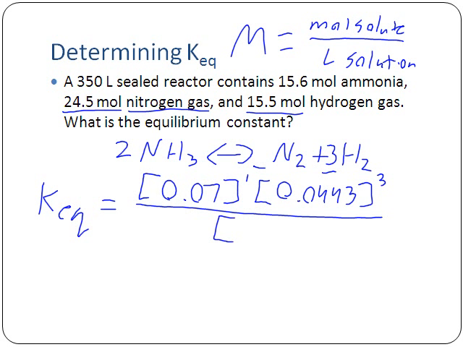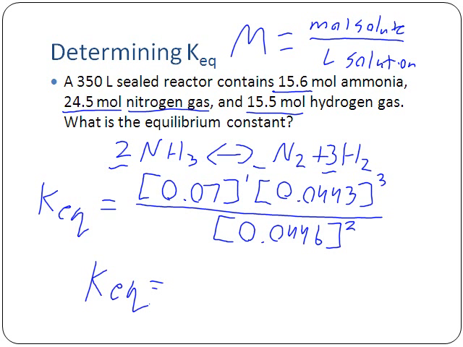And in this case, do we know the concentration? No, but we do know how much we have. We have 15.6 moles. So 15.6 moles divided by the volume, 350, gives us a molarity of 0.0446. And it's going to be raised to whatever the coefficient is, which is the second power. Okay, now it's just a matter of doing the math.